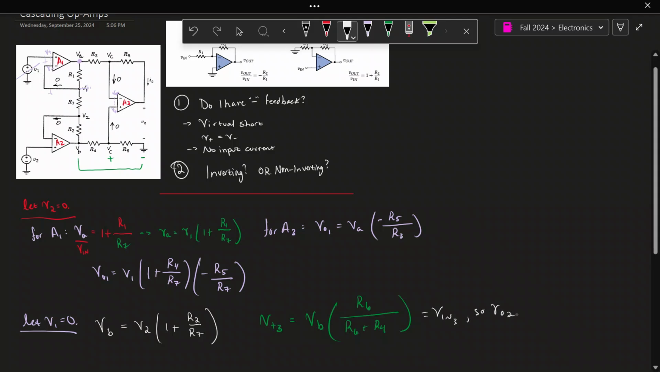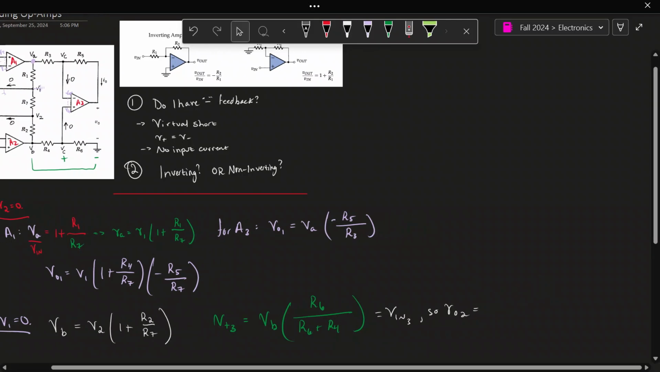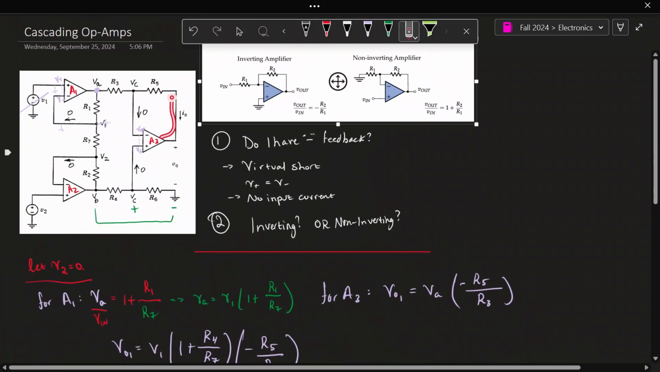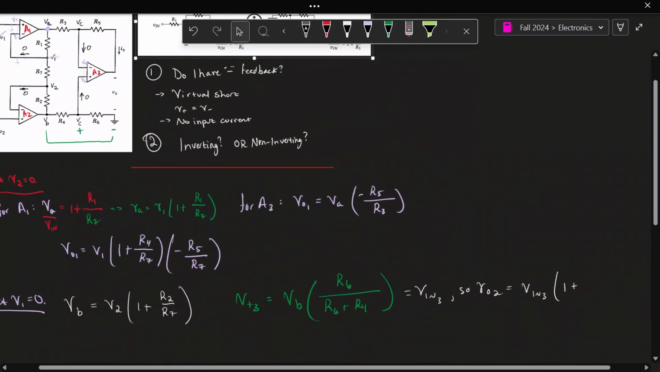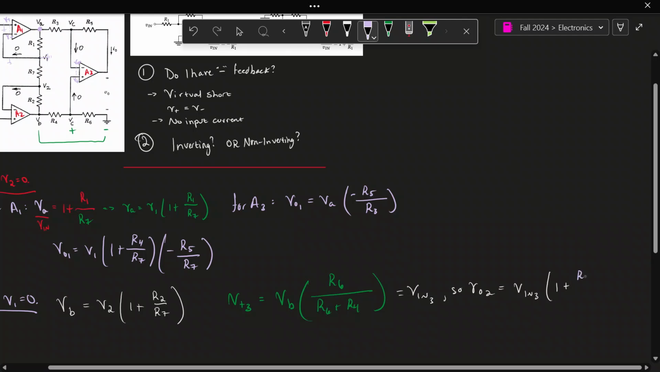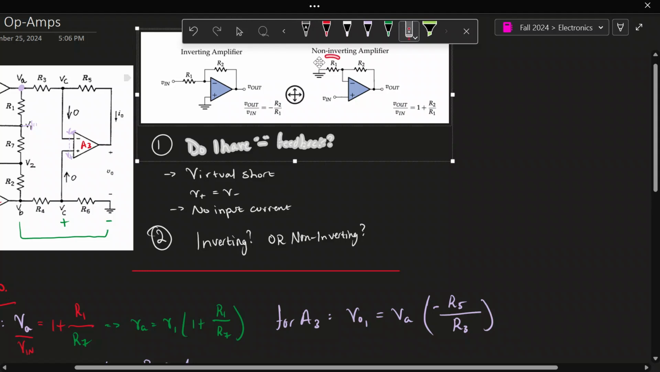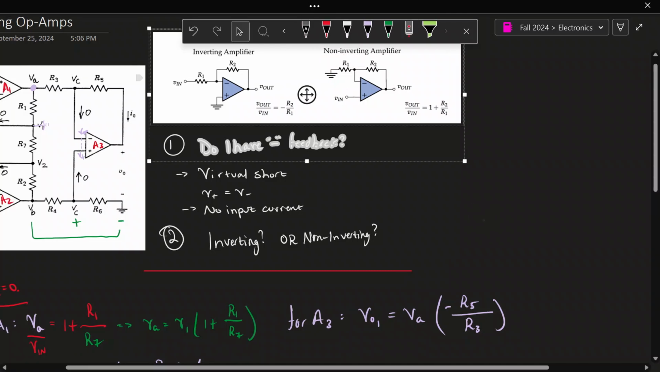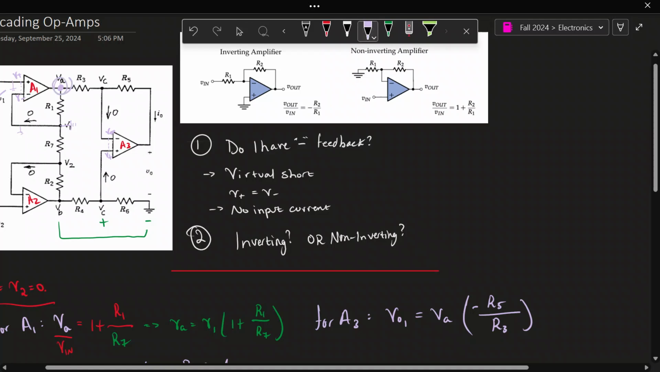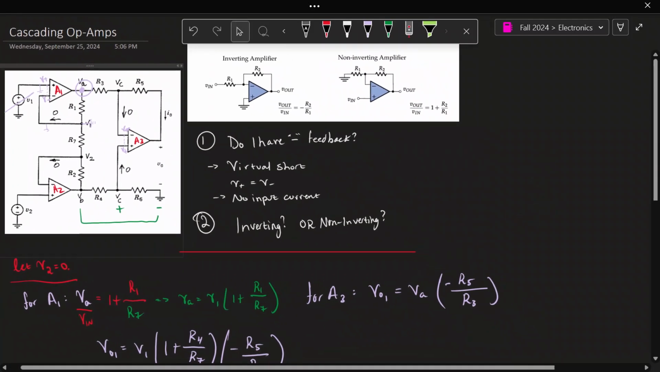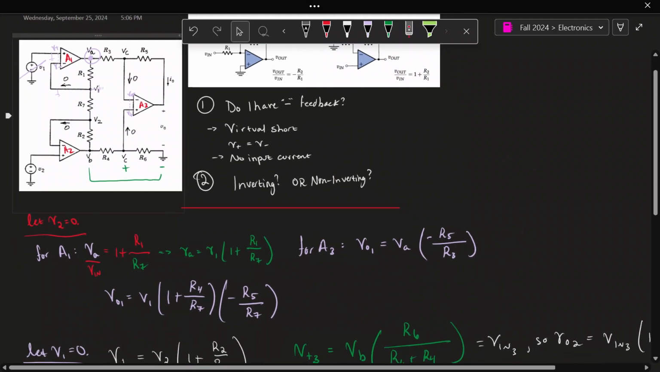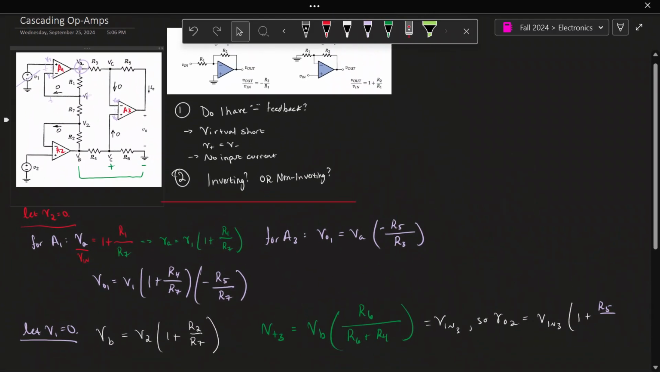So V out of 2 is equal to what? V in of 3 times 1 plus the feedback resistor. Feedback resistor, that's R5. Okay, so R5 divided by, for the non-inverting amplifier, what is R1 in our case? R1 is still R3. Remember, this one is ground also. We have no output of A1. So in our case, R3 would be underneath.